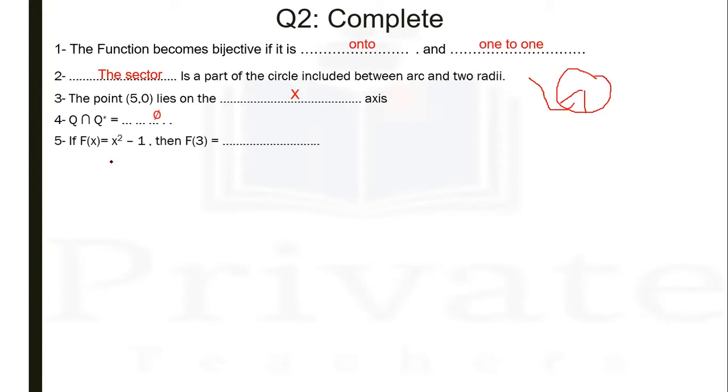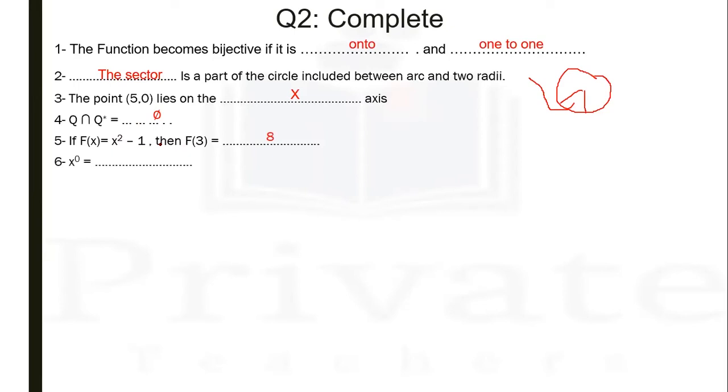If f of x is equal to x to the power of 2 minus 1, then f of 3 is equal to what? To answer this one, we just substitute the value of x by 3. So it becomes 3 to the power of 2 minus 1. 3 to the power of 2 is equal to 9. 9 minus 1 is equal to 8.